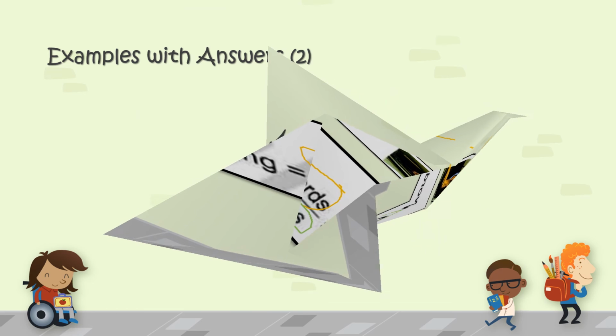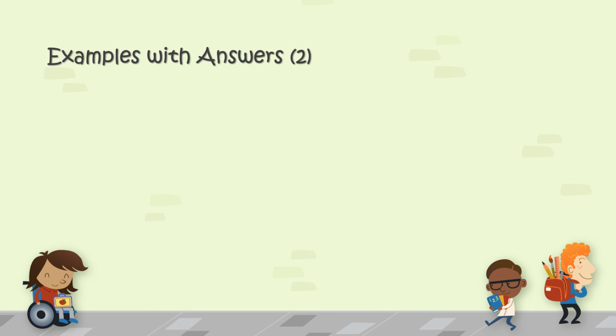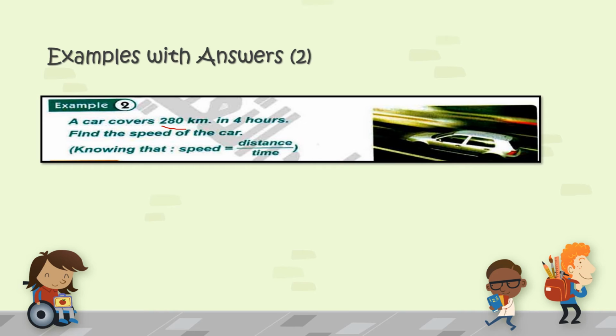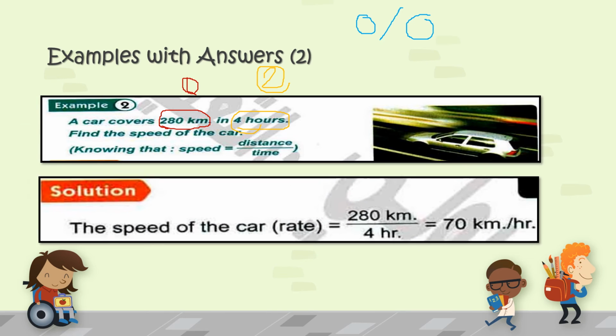Example with answers number 2. So a car covers 280 kilometers. Awesome. 280 kilometers is our first quantity, in 4 hours. 4 hours is our second quantity. And to find the rate of something, we take our first quantity per the second quantity. So here, our first quantity is the 280 kilometers.